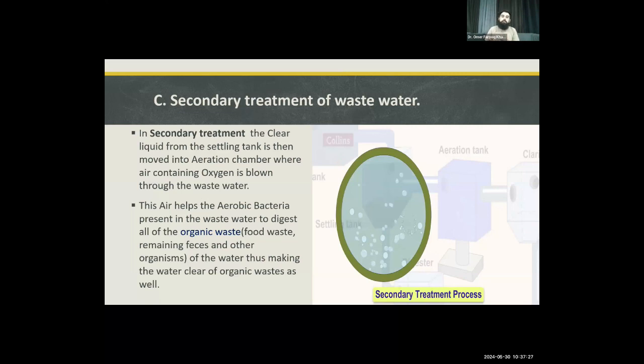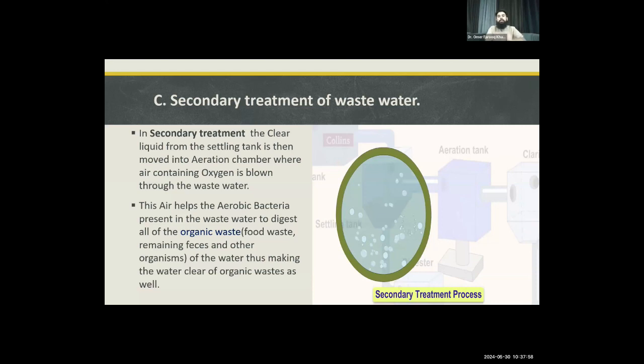So what is the biological perspective behind this aeration chamber? We aerate the aeration tank for the aerobic bacteria to grow exponentially. So the air helps aerobic bacteria present in the wastewater to digest almost all of the organic waste, food waste, remaining feces, and other organisms of the water, thus making the water clear of organic wastes as well.